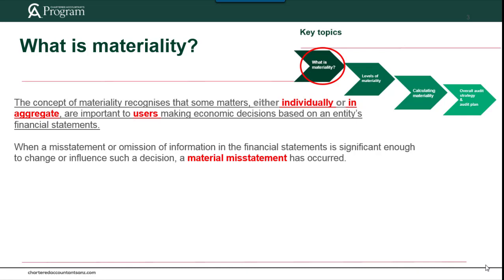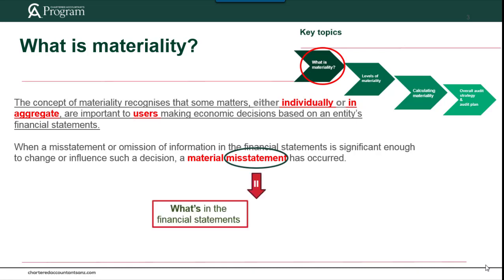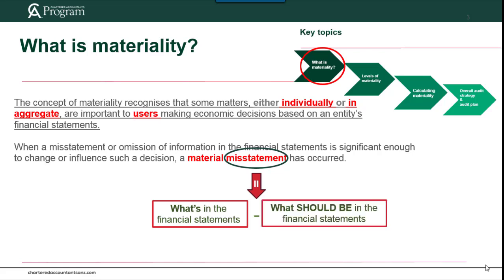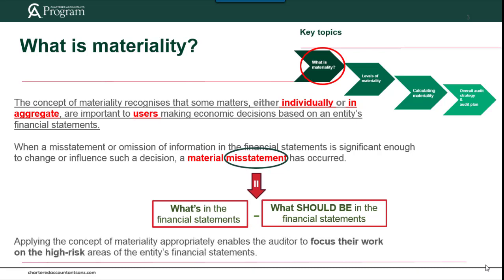So what do we mean by misstatement? Misstatement is the difference between the actual amounts or classification, presentation or disclosures reported in the financial statements and the amount or classification, presentation or disclosure that should be in there in accordance with the applicable financial reporting framework. Note that misstatements can arise due to error or fraud. So by applying the concept of materiality appropriately, this enables the auditor to focus their work on high-risk areas of the entity's financial statements.